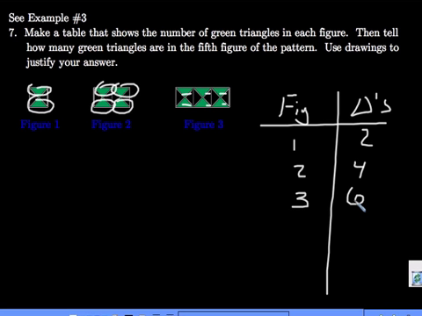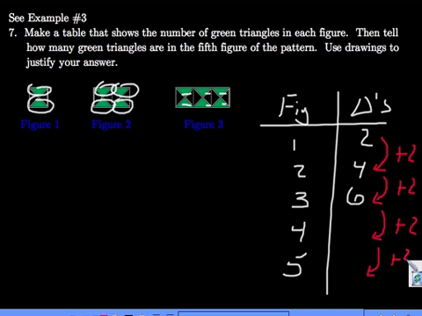So, using our patterns that we learned in the first 6 problems, for 4 and 5, I just simply say that to get to here, I added 2. I added 2, I will add 2, and again I'll add 2. Which means that 4 should have 8, and 5 should have 10.